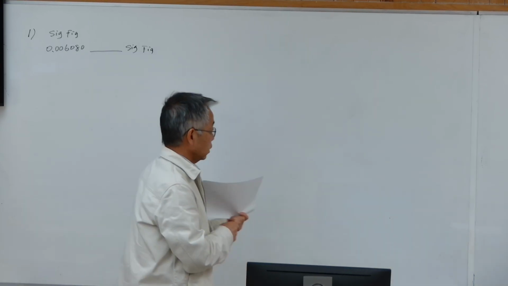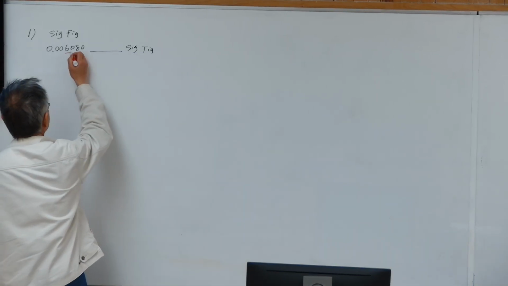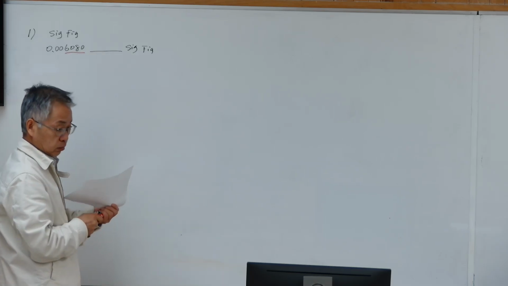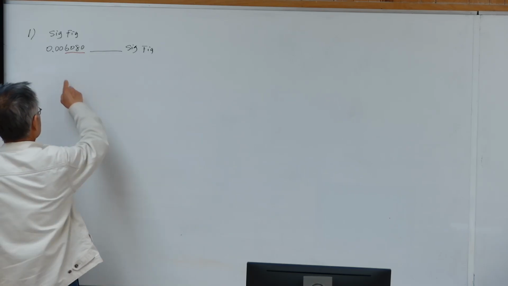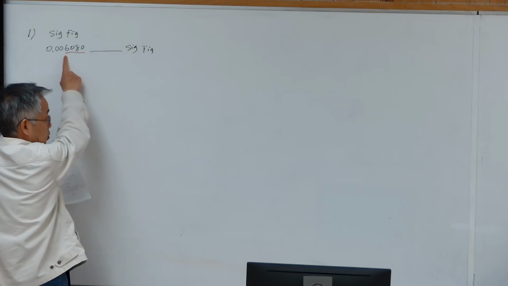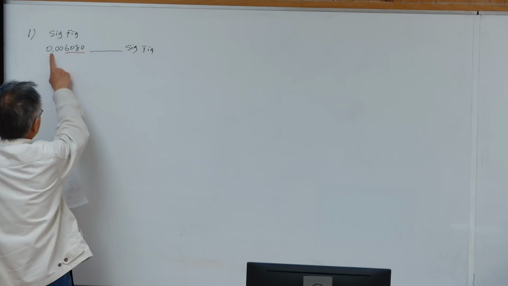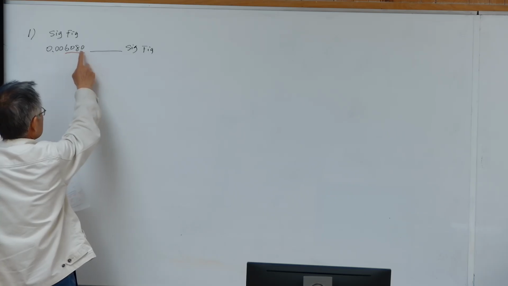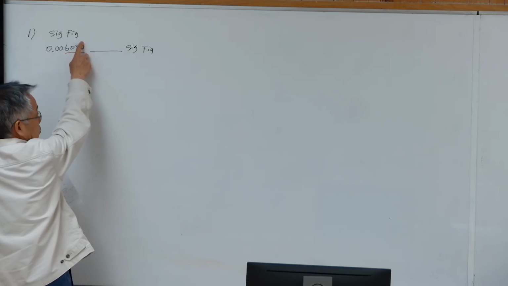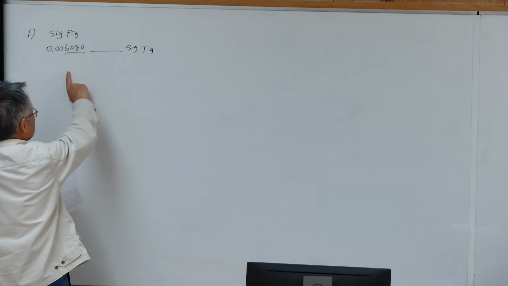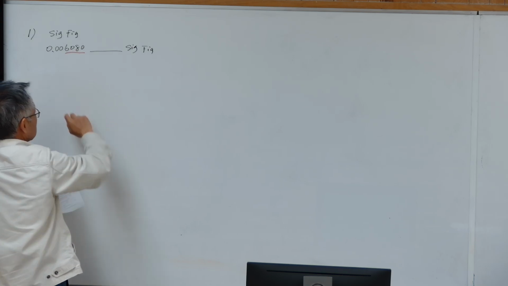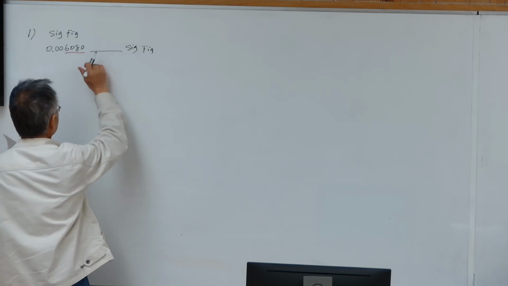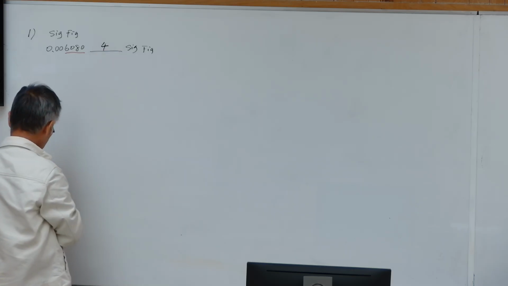So clearly, these 4 digits are significant figures. Zeros before the first non-zero digit of the decimal point are not significant figures. A zero at the end of the number is a significant figure. A zero between non-zero digits is also a significant figure. So these 4 are significant figures.